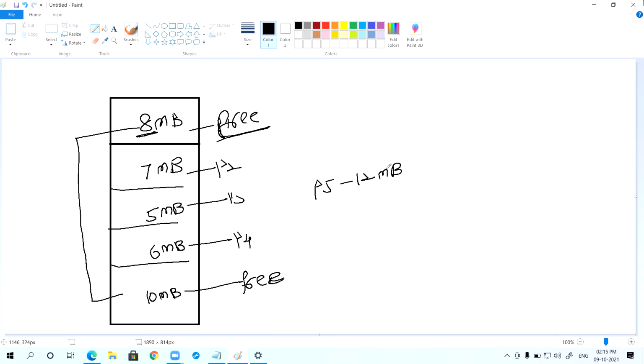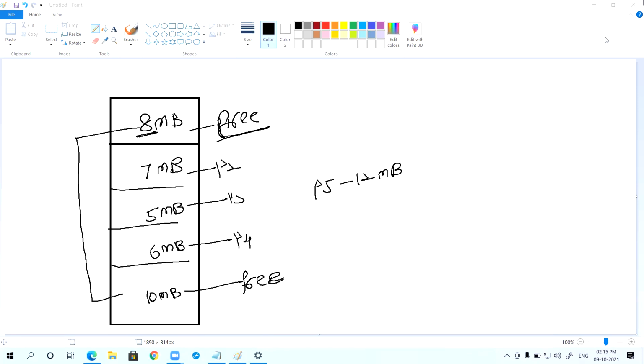So I hope you are understanding. For one problem, one solution came. What is that problem? Internal fragmentation. The solution is what? Dynamic partitioning. But in dynamic partitioning, there is no internal fragmentation, but external fragmentation is there. One more problem came.